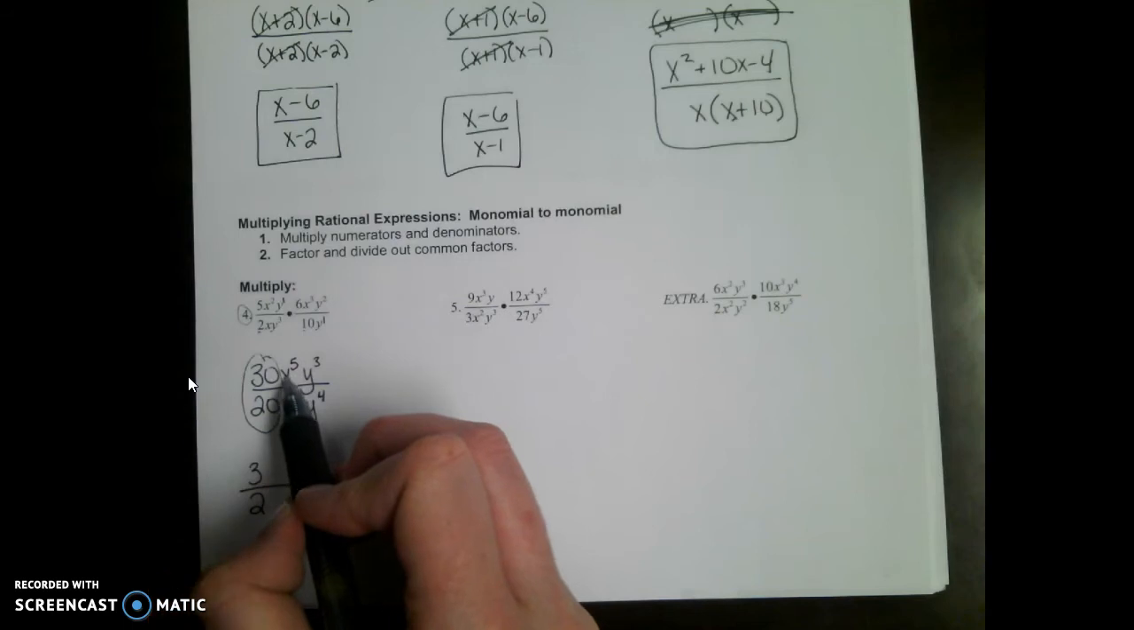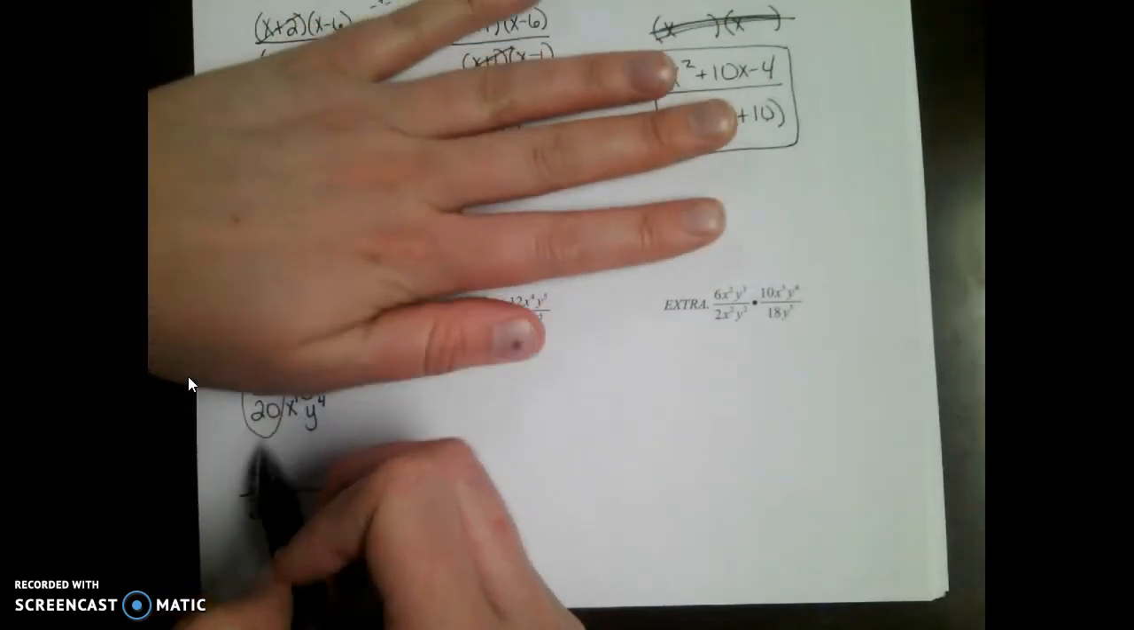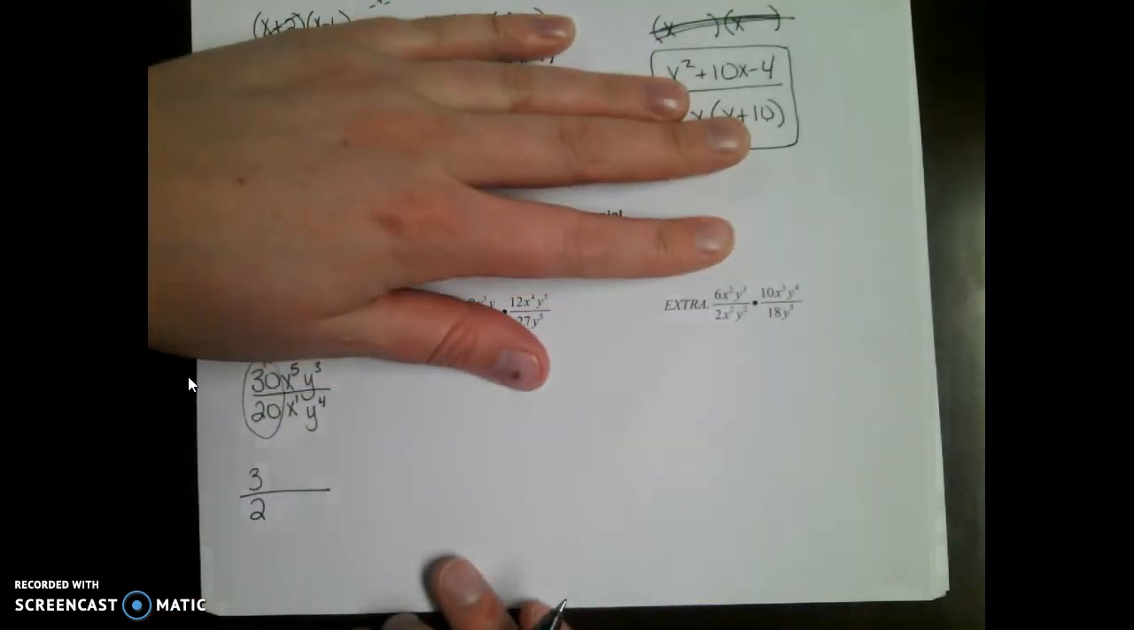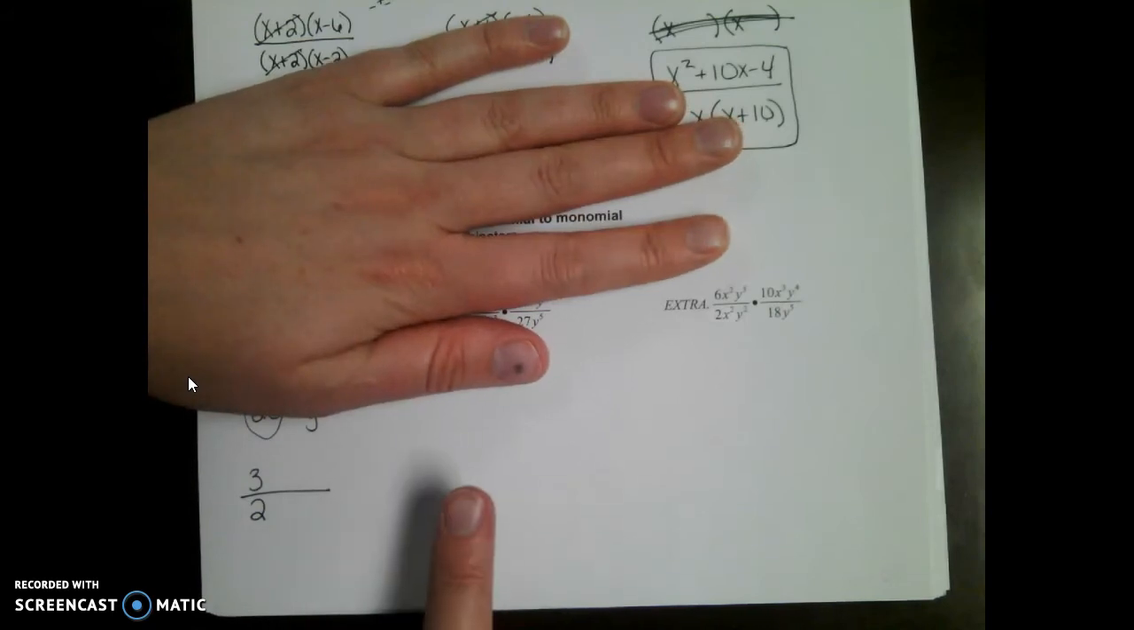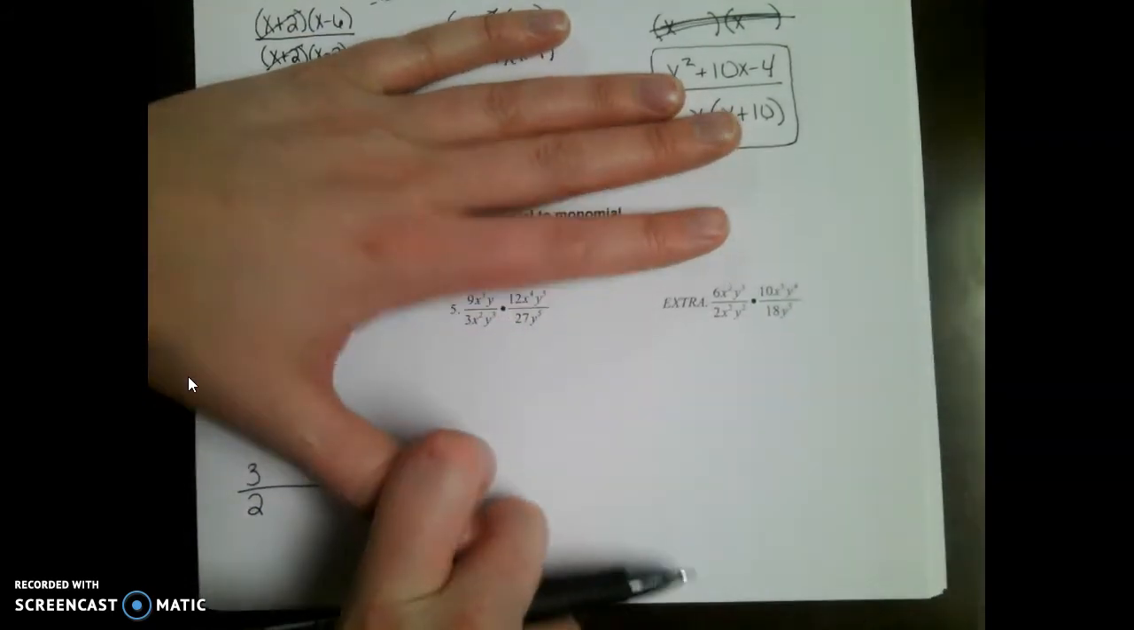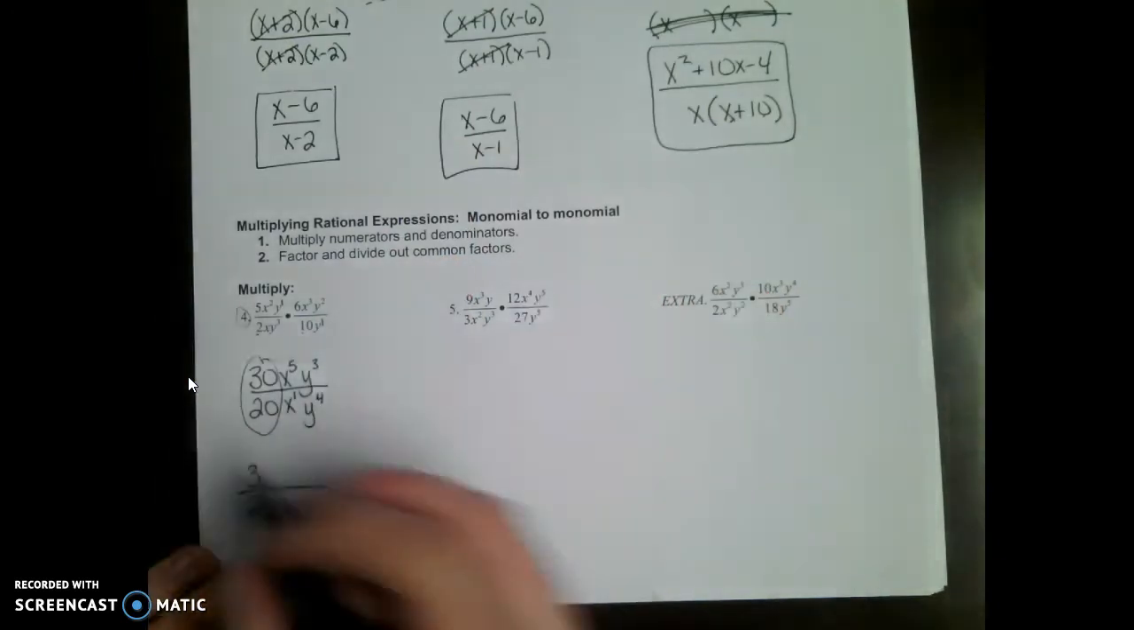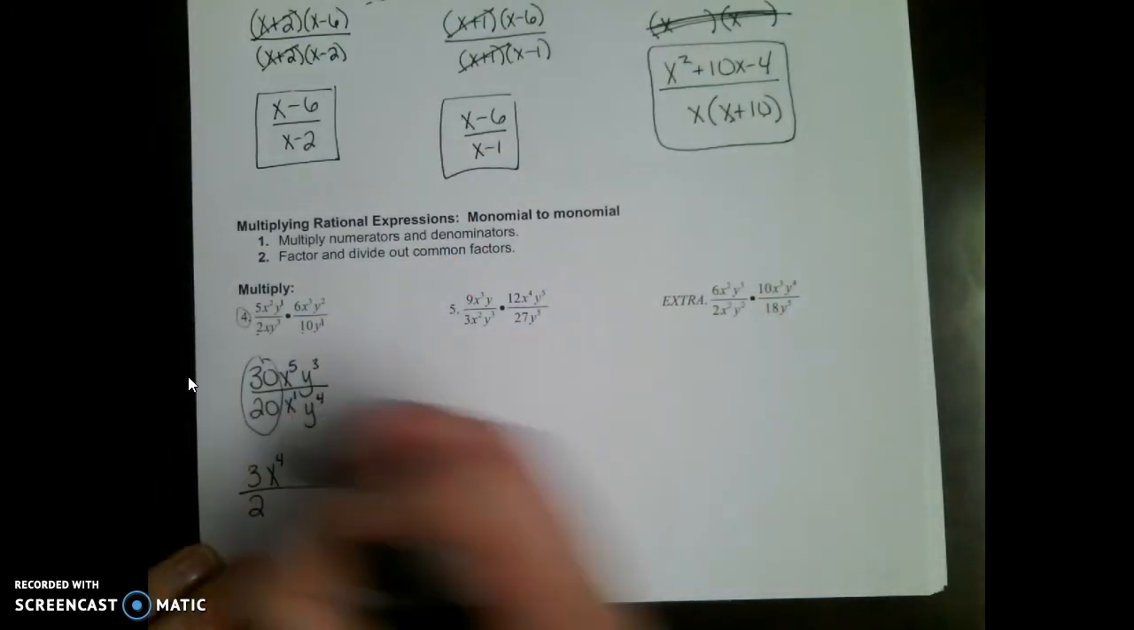X to the 5th, you've got 5 x's on the top. X to the 1st, you've got one of them on the bottom. This one on the bottom is going to cancel out one of them on the top, leaving you with 4 on the top. So x to the 4th.